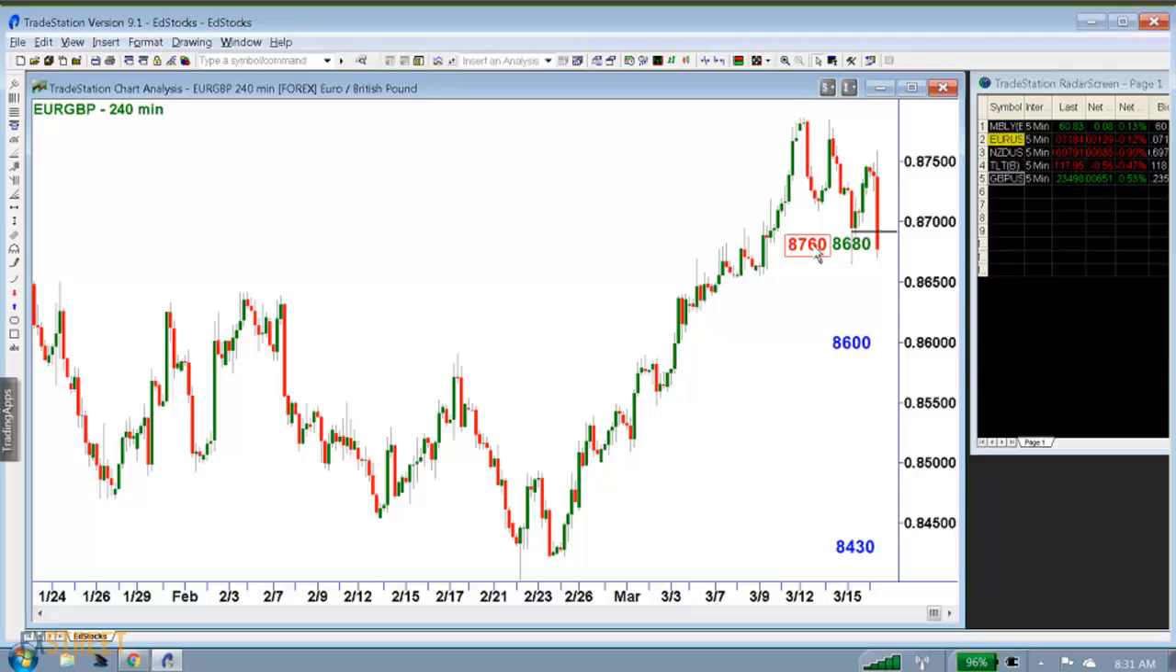The worst case scenario, of course, is that I get stopped out. We never make it to the first target and we get stopped out. That's the worst case scenario. But if that happens, I'm not going to lose more than 2% of the account. Right, 2% of the account should always be your worst case scenario.